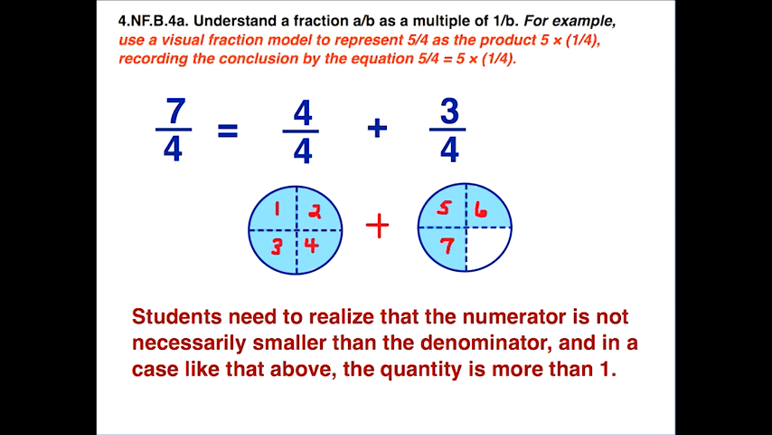By using an improper fraction, in this case 7/4, it makes it a little bit more obvious to students that fractions can appear in different forms. They're used to the numerator always being smaller than the denominator, but that's not always the case. Students need to realize that the numerator doesn't have to be smaller than the denominator. And in a case like what we used here, the quantity will be more than 1.